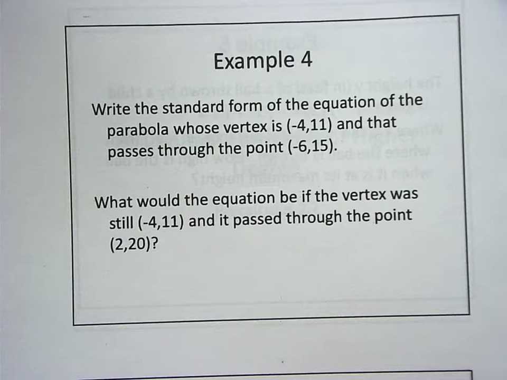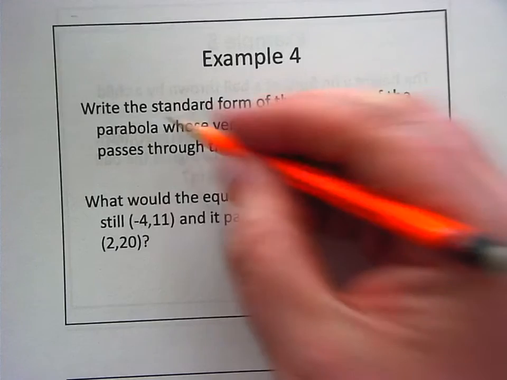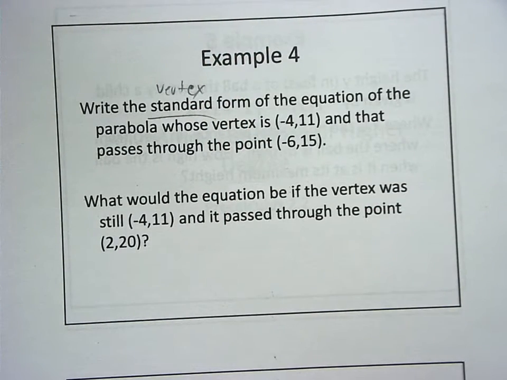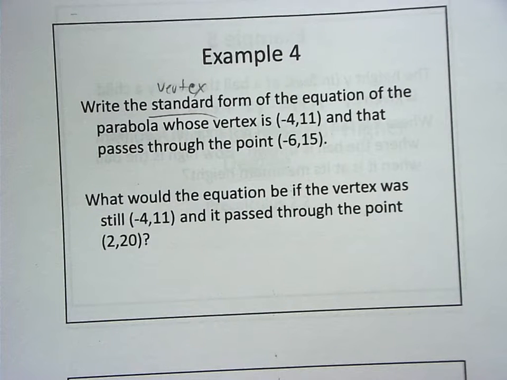Okay. Now for this vertex form stuff. Standard form's what the book's going to call it, right? Well, if I'm given the vertex and a point the graph's going through, how can I use that to figure out the actual vertex form of the equation? Any ideas?